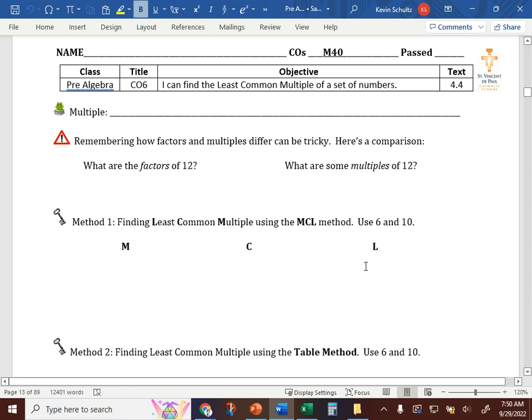Good day, pre-algebra. We are wrapping up unit number 1 with least common multiple. Similar, yet the exact opposite to greatest common factor. So what is a multiple?